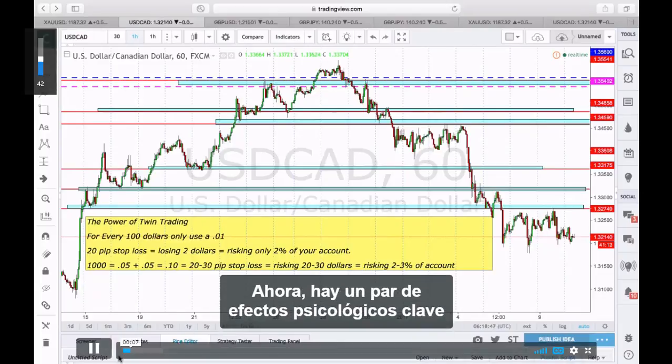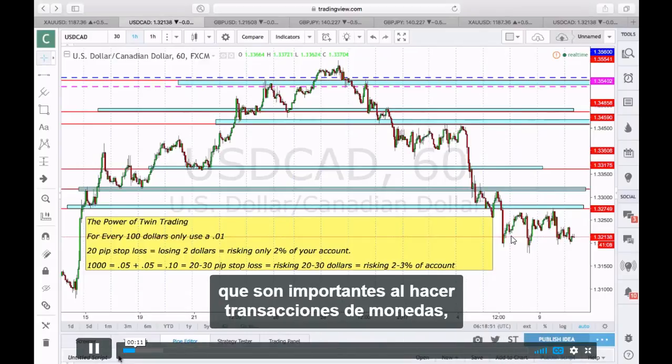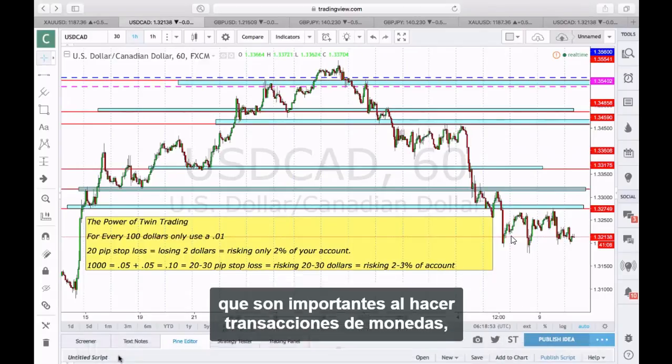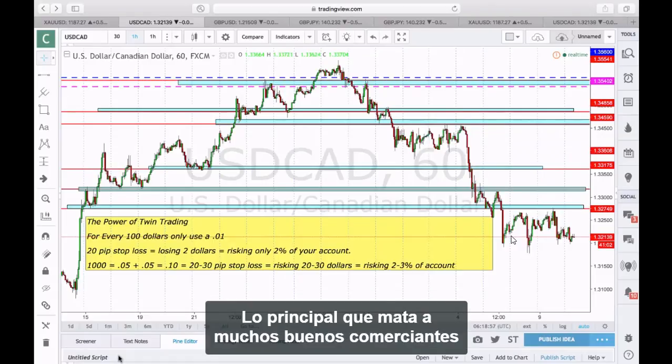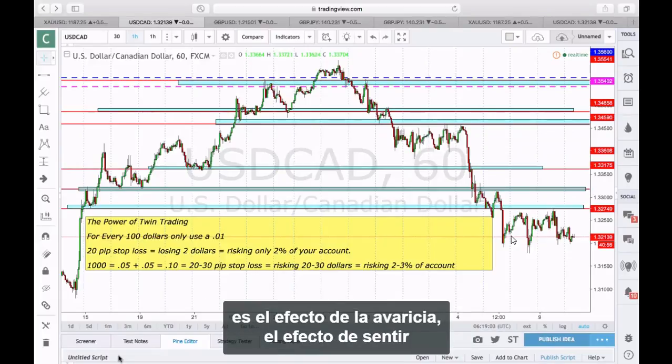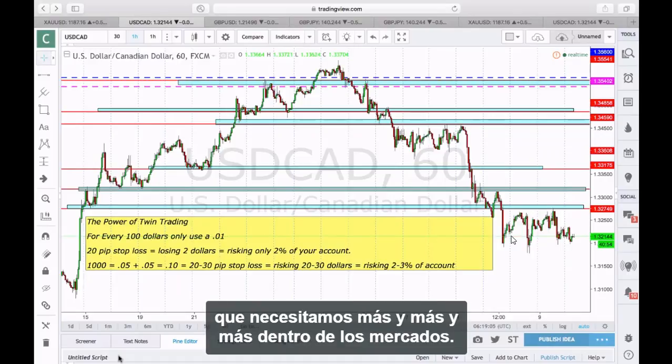Now, there's a couple key psychological effects that play a major part when it comes to trading currencies that don't really allow us progression. The number one thing that kills a lot of good traders is the greed effect, the feeling that we need more and more and more within the markets.